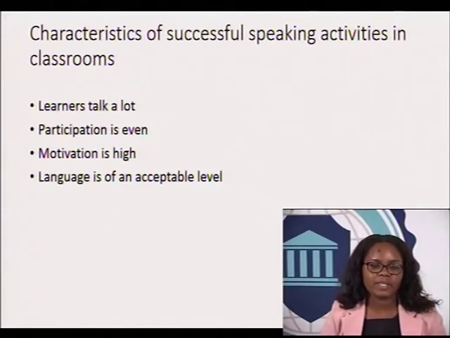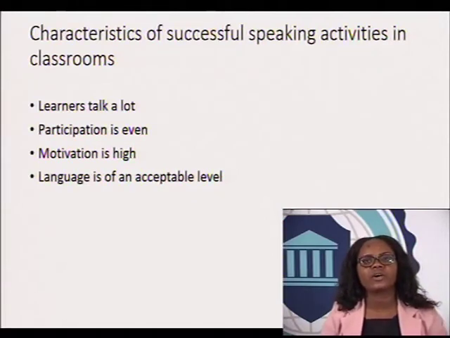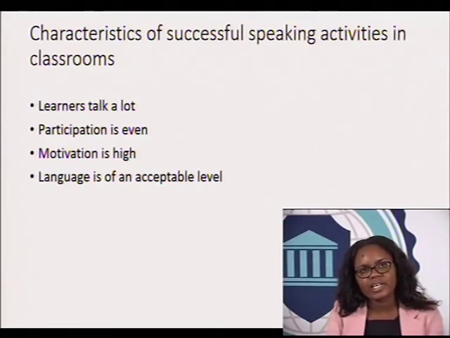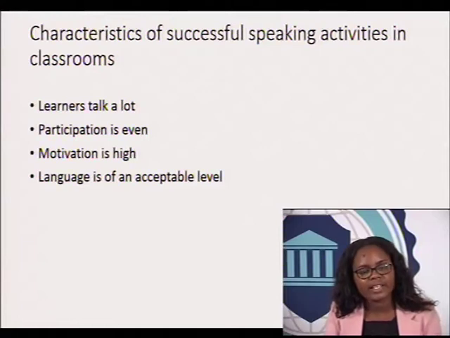Language is of an acceptable level. It's not only about speaking, but speaking language which is of acceptable level. You'll find that there's a difference between a learner that is in grade 2 and a learner that is in grade 7. The language becomes different.